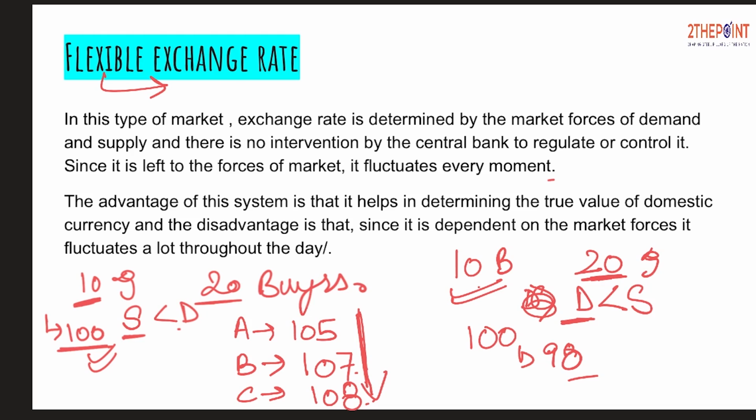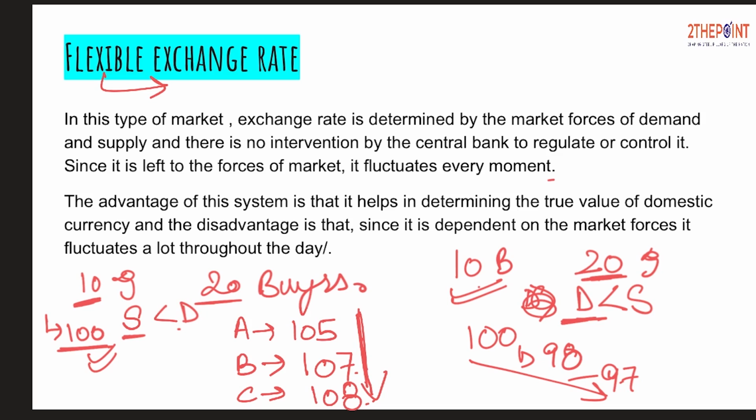Let's suppose if no buyer is coming for 98 also, the stockist will provide even more discount, like let's suppose 97, and we'll see if somebody comes to buy the injection or not. So if you see, the value falls when there is more supply and demand is less, which means the value depreciates. So this is what happens in the flexible exchange rate system.